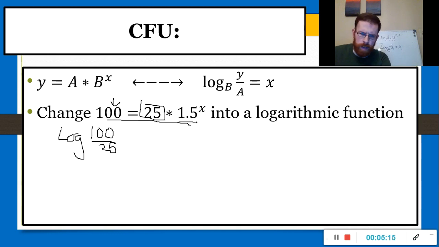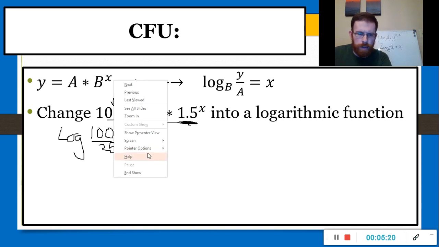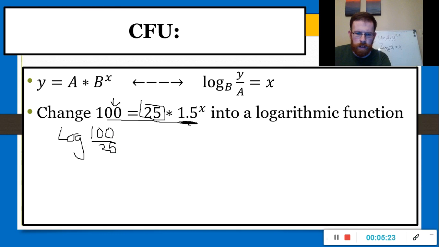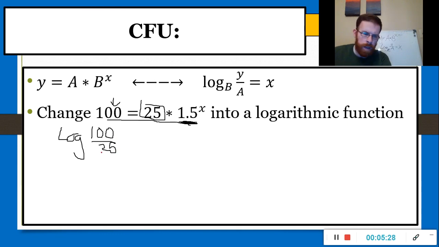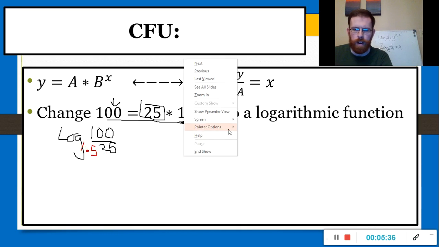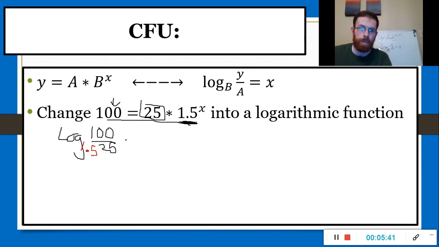Now, Mr. K, where does this 1.5 go? Well, admittedly, let me change my pen color. You can ask my students, I love changing the color of my writing utensil in the middle of the lesson. Your 1.5 is going to go right here: log base 1.5 of 100 over 25 is equal to x.